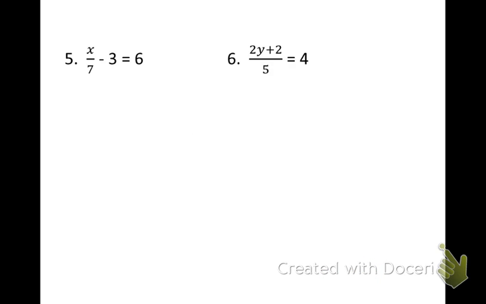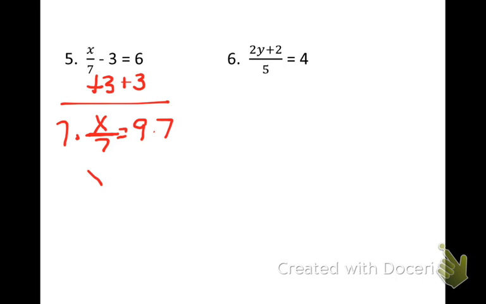All right, next, again, we want to get rid of anything added or subtracted first, so I'm going to add 3 to each side. x over 7 equals 9. The opposite of divide by 7, which is really how you read the fraction bar, is multiply by 7. So I do that on each side, and I get x equals 63.